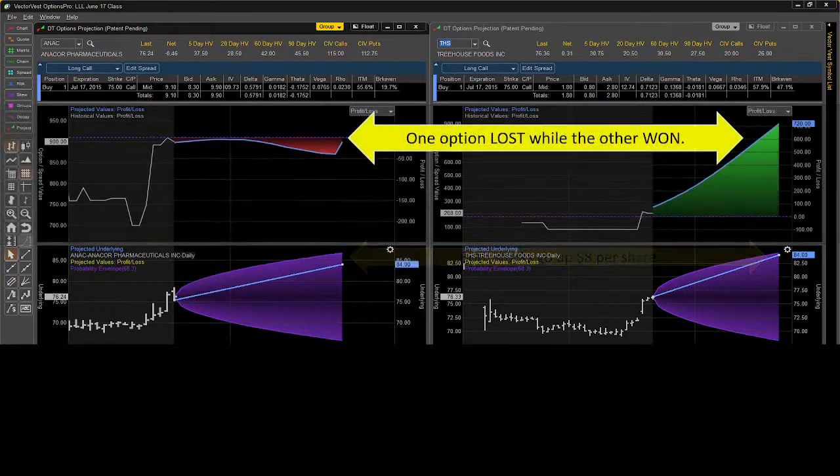Guess what? The option on the left, you actually lost money on. The stock went up $8 a share, but you lost money. Over on the right, the stock went up and you made a 400% return on that option. Why did one win and one lose with the exact same parameters?